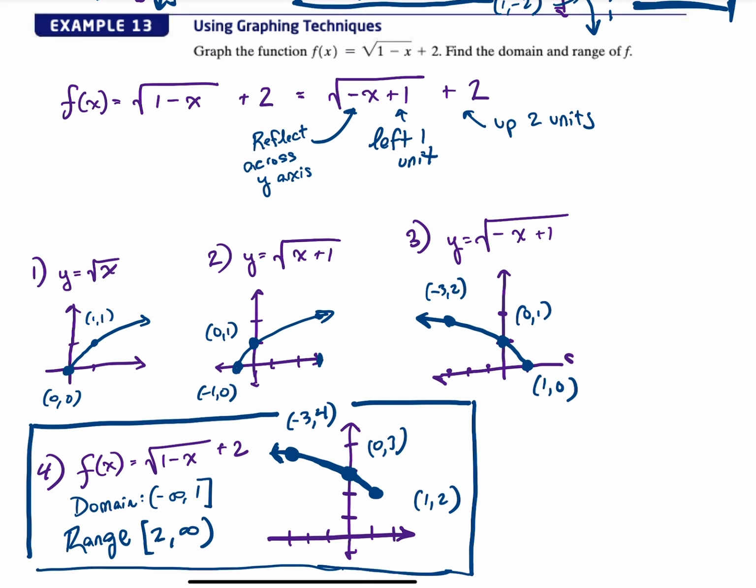Yeah, in that last step we added 2 to all the y values. So 1, 2, 0, 3, and negative 3, 4. Cool.